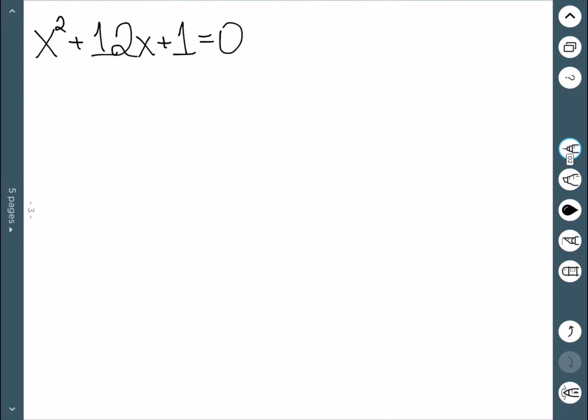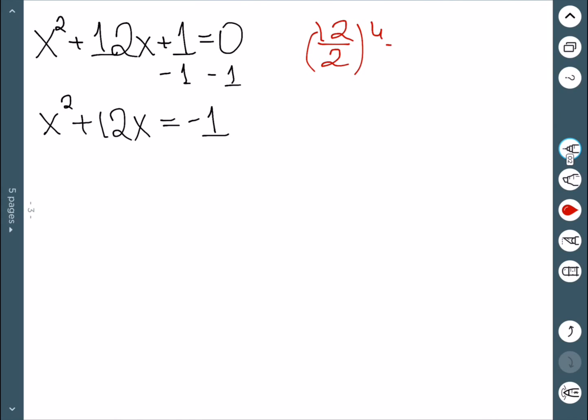Here's our first example, x squared plus 12x plus 1 equal to 0. The first step is to get the constant alone on the right side: x squared plus 12x equal to -1. The second step is to then divide through by the coefficient of x squared. Here, that number is just 1, so we don't need to worry about that step. Next, we're going to look at the coefficient of x, which is 12. We're going to divide by 2 and square the result.